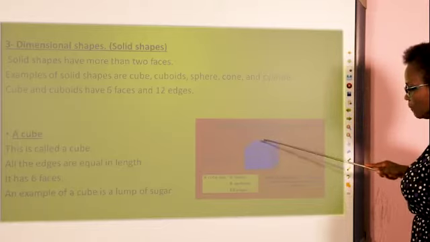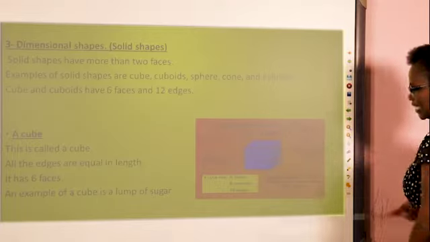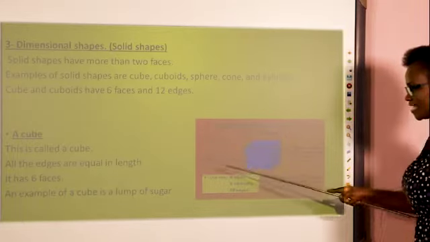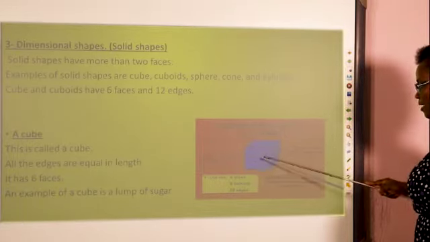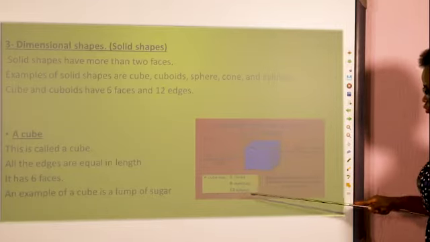Now let's try and count the faces. We have 1, 2, 3, 4, 5, 6, the one at the back. A face is the flat surface of a 3D shape. A cube has 6 faces, 8 vertices, and 12 edges.